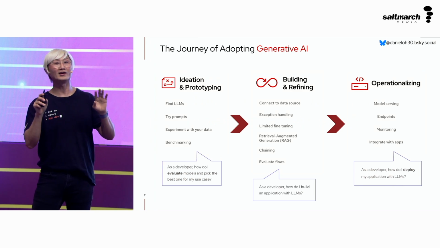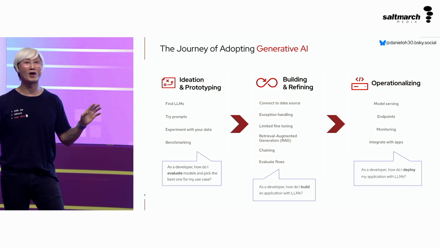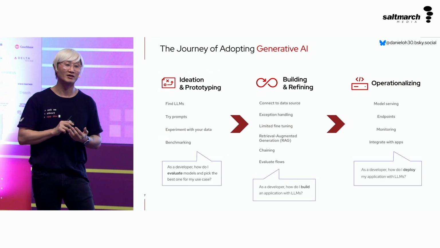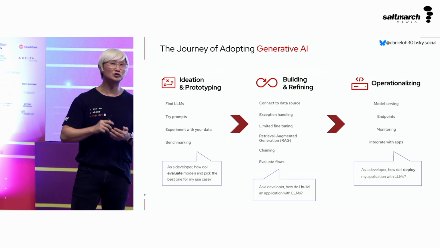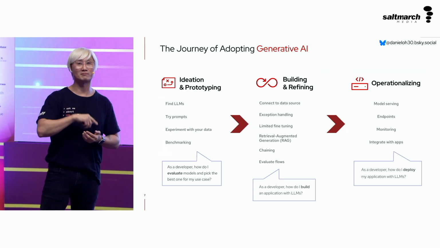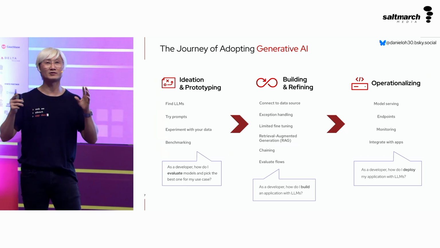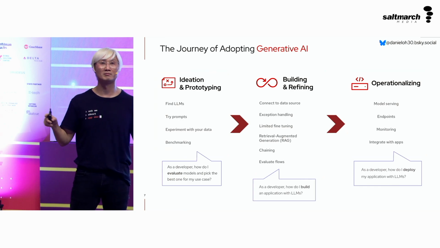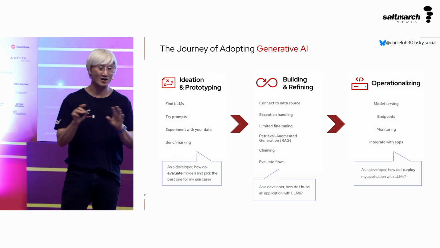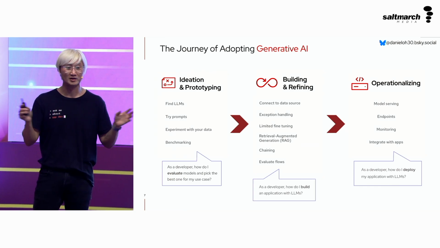So here are 3 big steps for an application developer on how to get started. First is ideation or prototyping. You could try to find an LLM from Hugging Face or Ollama or any other on-prem AI platform, like Llama Stack, or Red Hat OpenShift, or some other stack.